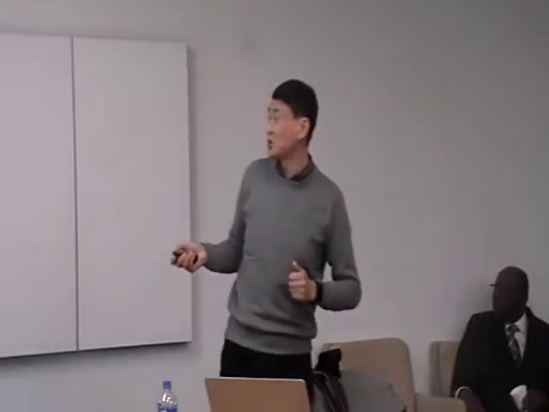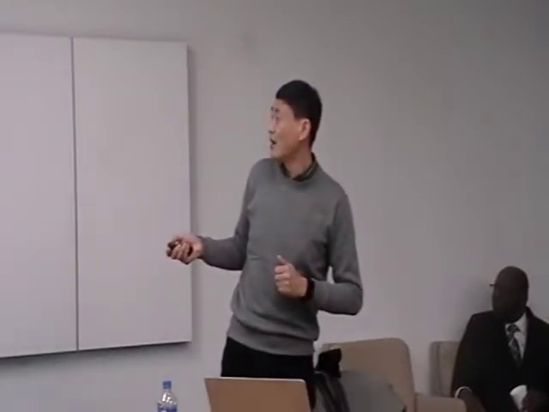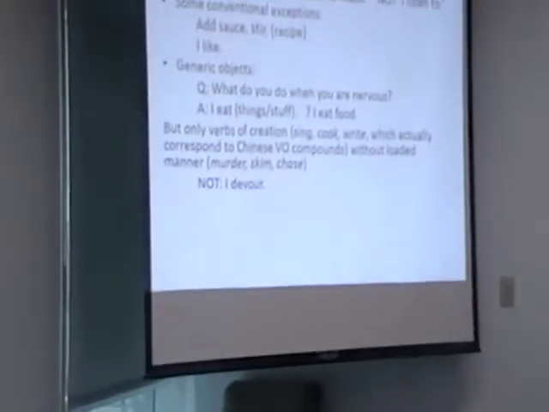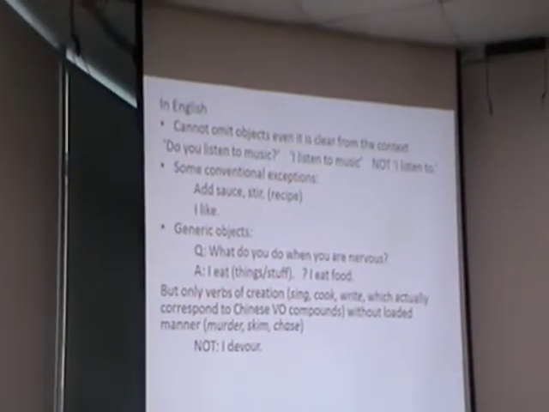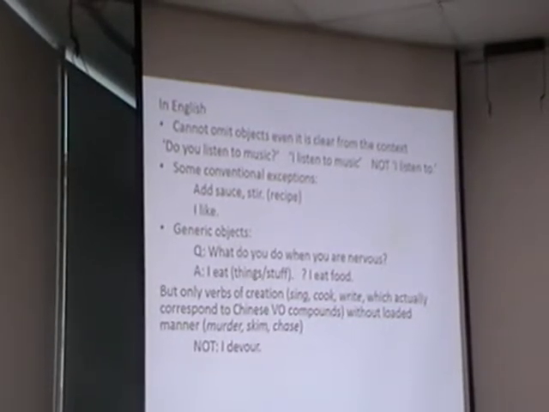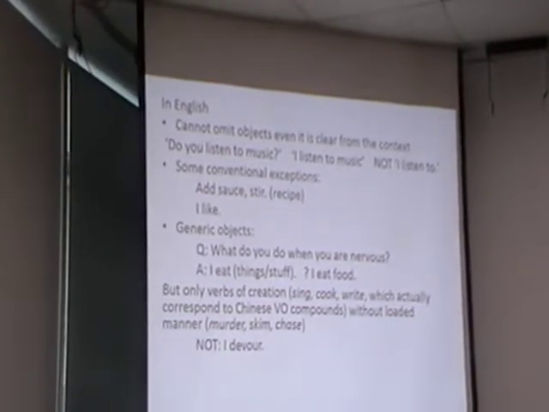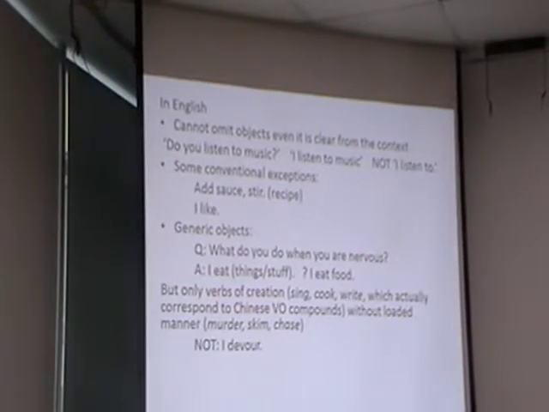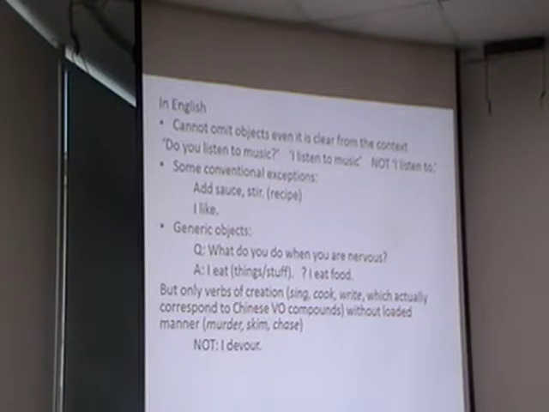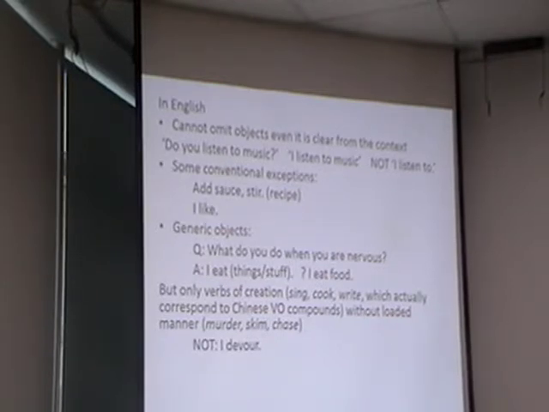But there are restrictions too. Only verbs of creation, for example to sing, to cook, to write, allow the generic object to drop. And very interestingly, when these verbs are translated into Chinese, to sing, to cook, to write, they are usually translated as verb-object compounds. And also, verbs that do not have a loaded manner allow object drop.